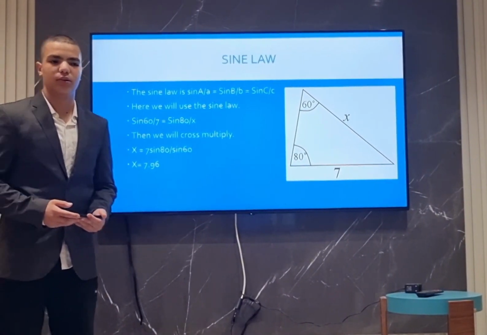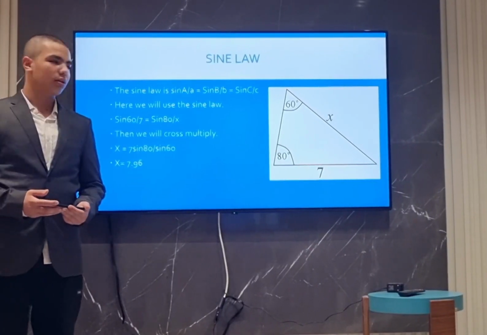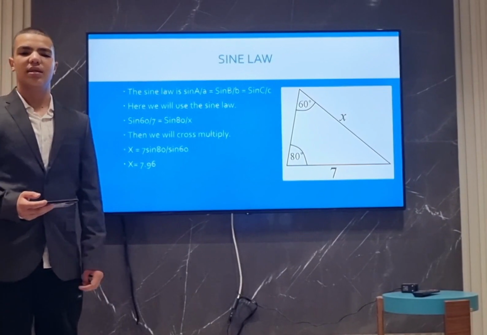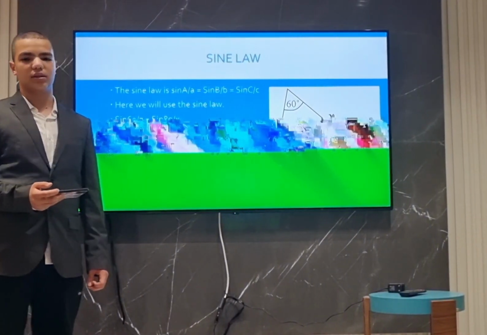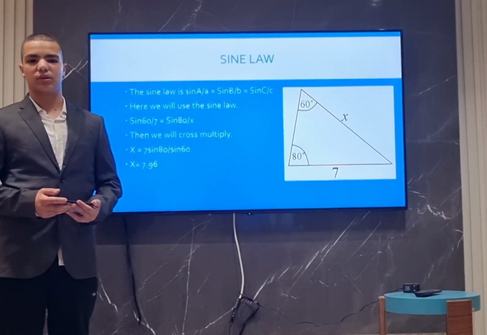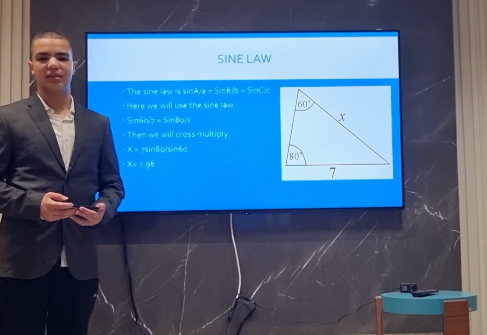Then we are done with the right angle triangle rules. If you are given a scalene triangle and you want to find sides and angles, we should use sine law and cosine law. The first law is sine law. Sine law is: sine A over a equals sine B over b equals sine C over c.